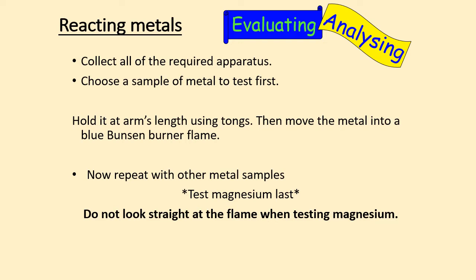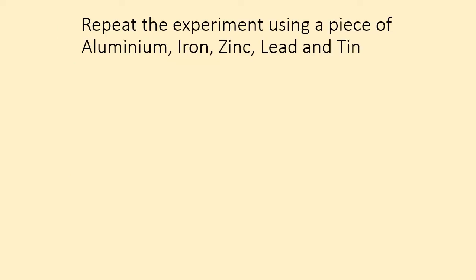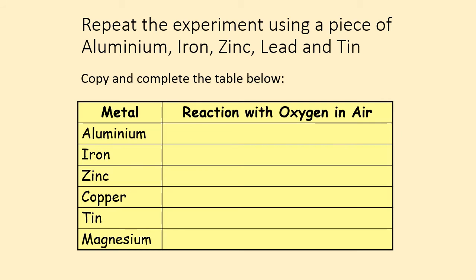For each metal, we want you to record what it looks like and how strong or intense the reaction looks. If the reaction is giving out a lot of light or heat energy, that would be a strong reaction. If not much heat or light is being given off, that would be a weak reaction. You're going to see the experiment being done with lots of different metals. Here were the metals: aluminium, iron, zinc, copper, tin, and magnesium. And you'll see this happening.